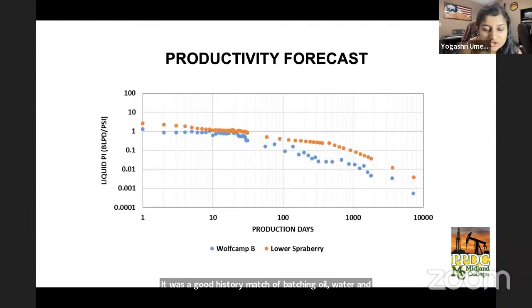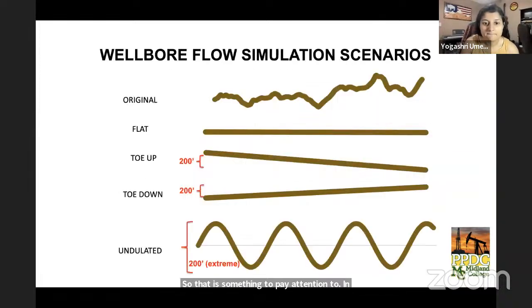The one thing to pay attention to is the productivity in unconventional reservoirs. This is a takeaway that I want everyone to get in the class: liquid PI and production days, the productivity index, is going to change throughout the life of the well compared to conventional reservoirs. So that is something to pay attention to in unconventional reservoirs. Now, these are the trajectories that were used. You have the original trajectory, where it was a little bit of a toe up but had a lot of undulations. Then you have a flat trajectory, a toe up, a toe down, and an undulated trajectory.